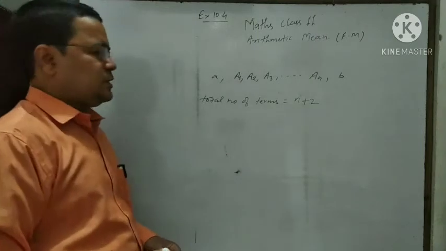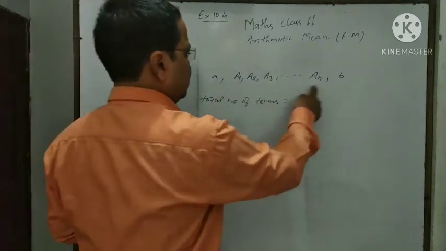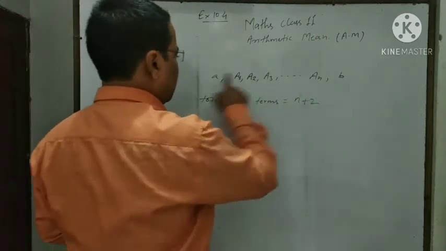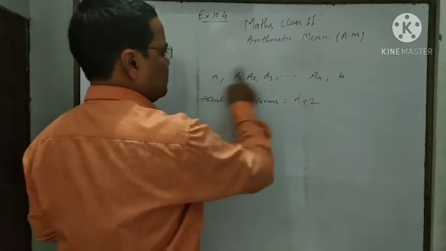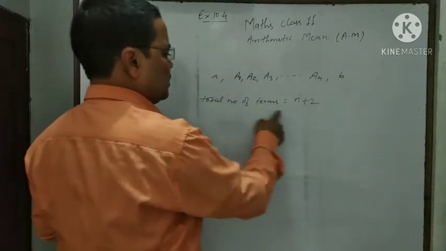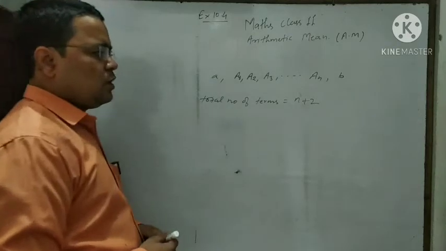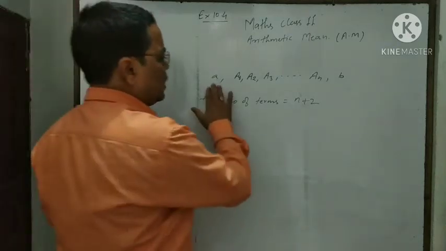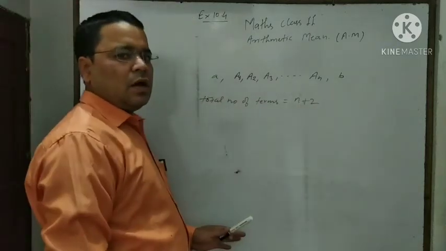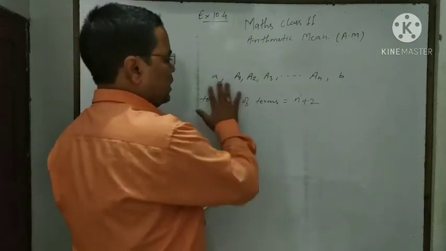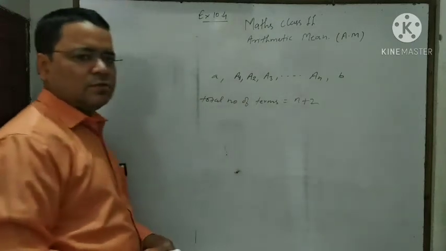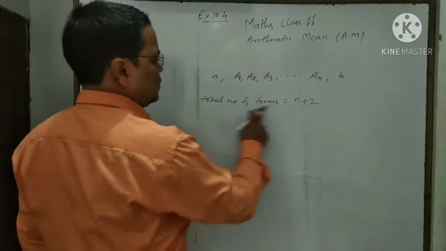Try to understand. The total number of arithmetic means is n, plus 2 more numbers: first number, second number. We can say that the total number of terms is equal to n plus 2. And all these numbers will be in arithmetic progression. So here the total number of terms is n plus 2.